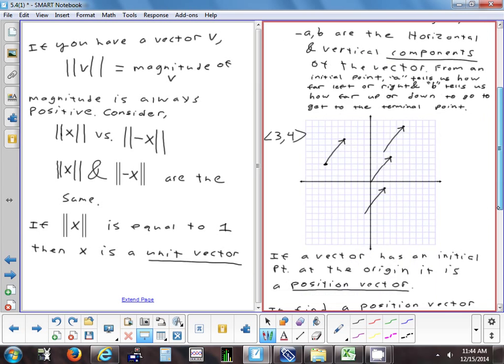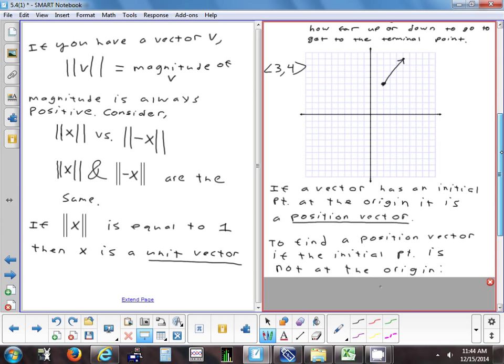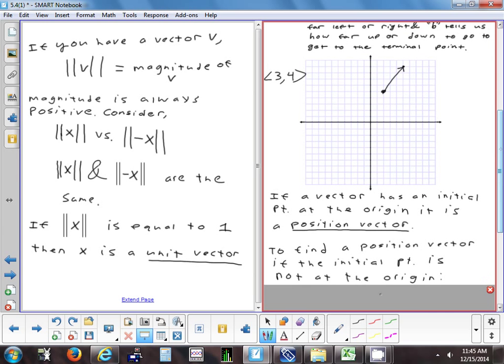Okay, let's see if we can figure out how to find the position vector if they give you a vector that's not at the origin. What I'm going to do is get rid of some of these other vectors. Let's just look at one of them. Let's say they gave me the coordinates of the initial point and the terminal point. Let me make the graph a little bigger.